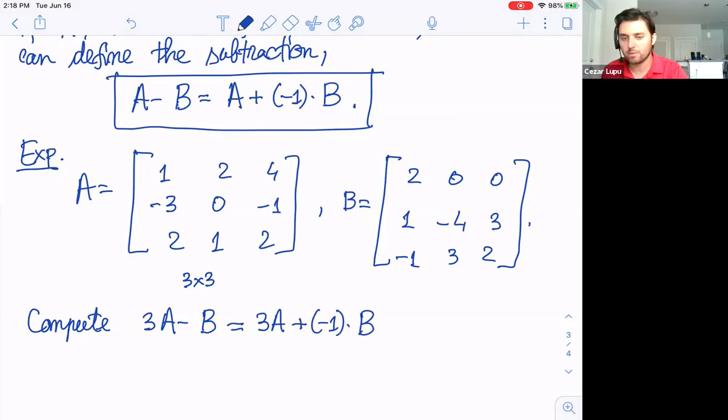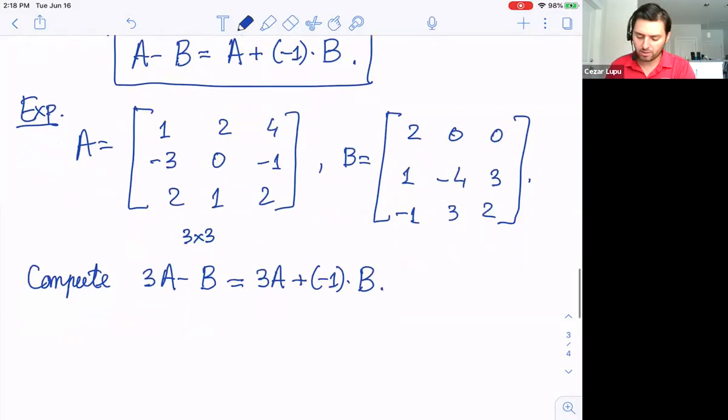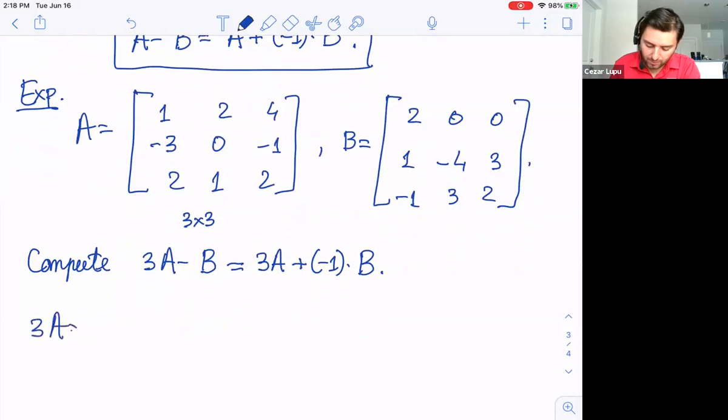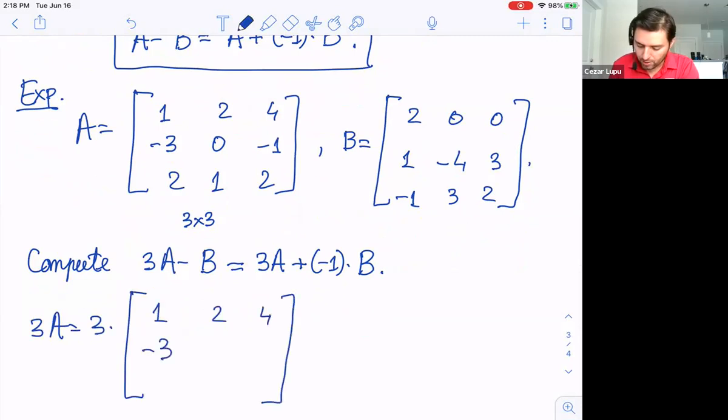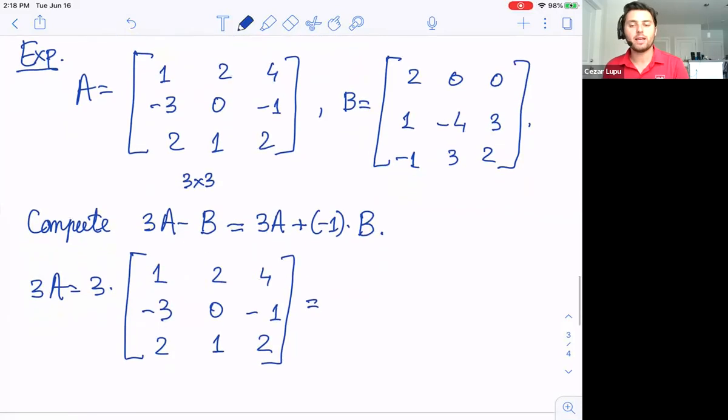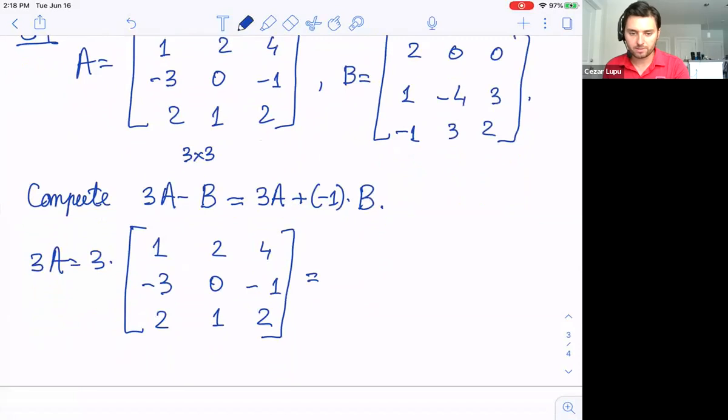The first one, we multiply the first matrix by the scalar 3, and then with the second matrix, we multiply it by the scalar -1. So let's do this separately. So 3 times A, so that it will be easy. So this will be 3 times 1, 2, 4, -3, 0, -1, 2, 1, and 2. All right. So as I said, you multiply the scalar 3 by each element of the matrix.